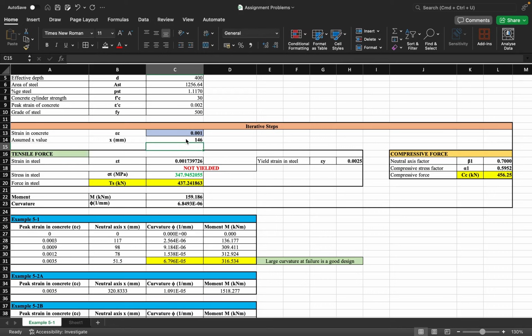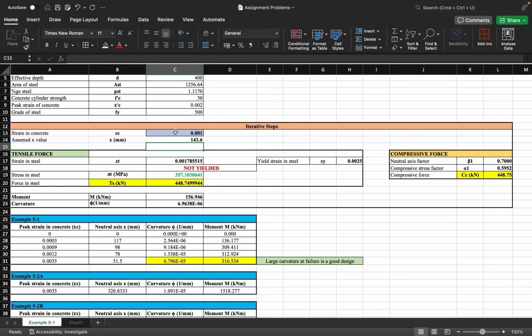Okay, still it is high. 143. Okay, 144. 144, we are converging. 143 becomes high, so I got it at 143.6. Okay, so at this point we have balanced both the forces.